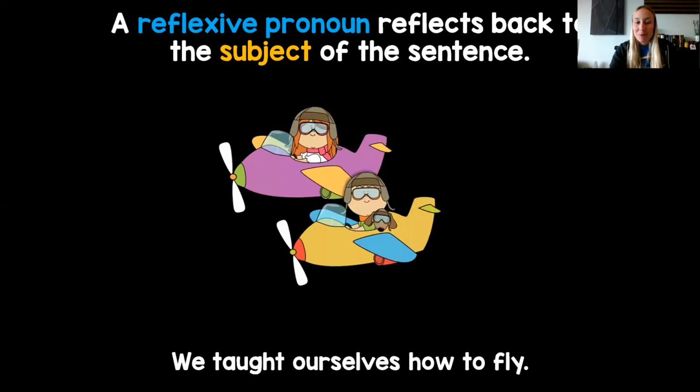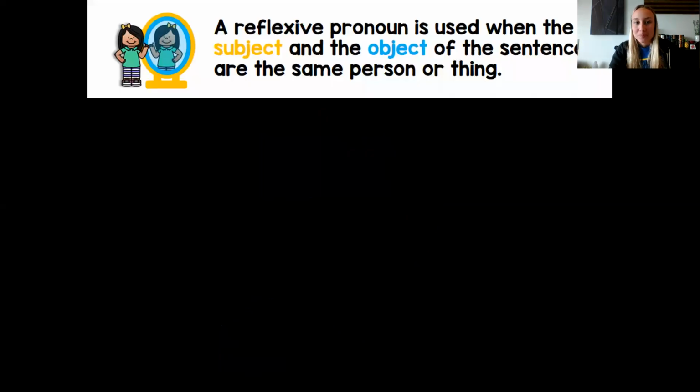Here's another example. We taught ourselves how to fly. Ask yourself, who is this sentence about? This is about we, right? These kids. So the reflexive pronoun ourselves reflects back on we. It's related to we. Now, a reflexive pronoun is used when the subject and the object of the sentence are the same person or thing.